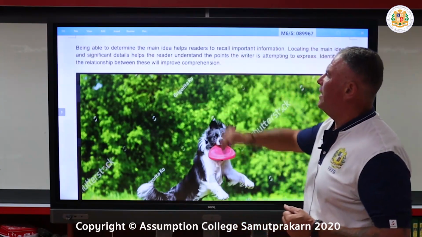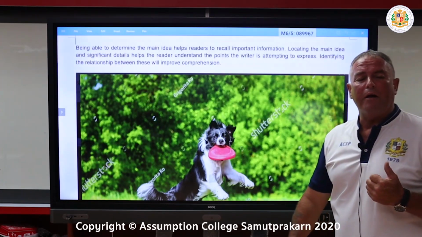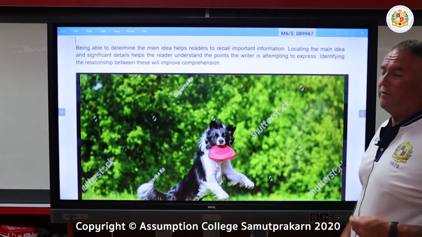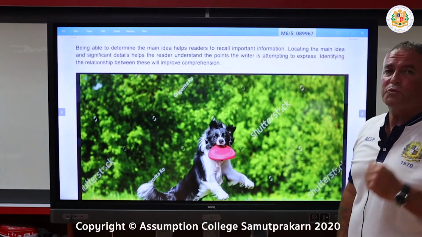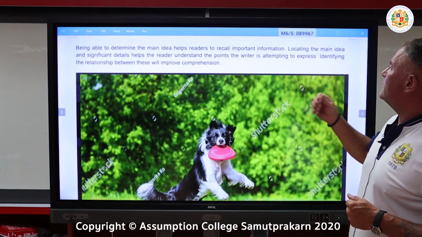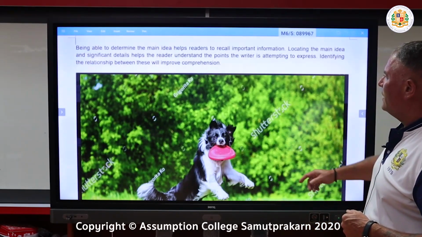Okay, so it says here, being able to determine the main idea helps readers to recall information, the important information. Locating the main idea and significant details helps the reader to understand the points that the writer is trying to convey, to tell you.